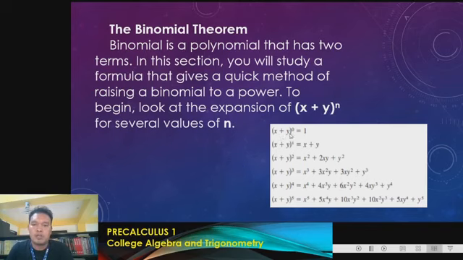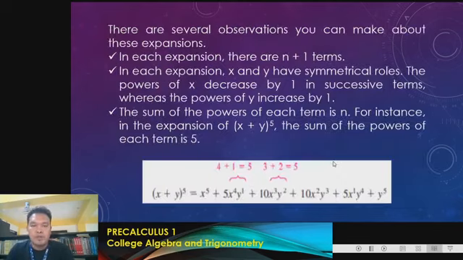So, we have x plus y raised to 0, we have 1. So, any number raised to 0 is equivalent kay 1. So, dito, mag-start tayo sa 1. Then, x plus y quantity raised to 1, so we have x plus y. Then, the quantity of x plus y raised to 2, so we have x squared plus 2xy plus y squared. So, and so on and so forth. No? So, kung mapansin natin, ito yung mga observation na ma-observe natin sa binigay ko kaninang example.